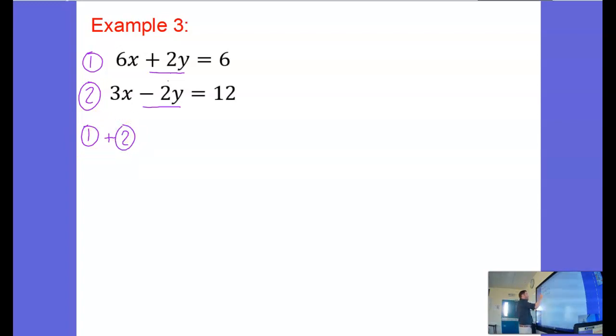So 6x plus 3x is 9x. Here's where we get to eliminate. Plus 2y add minus 2y. Plus 2 add minus 2, that's 0. They eliminated. And then 6 plus 12 is 18. Divide by 9 and I get x equals 2.